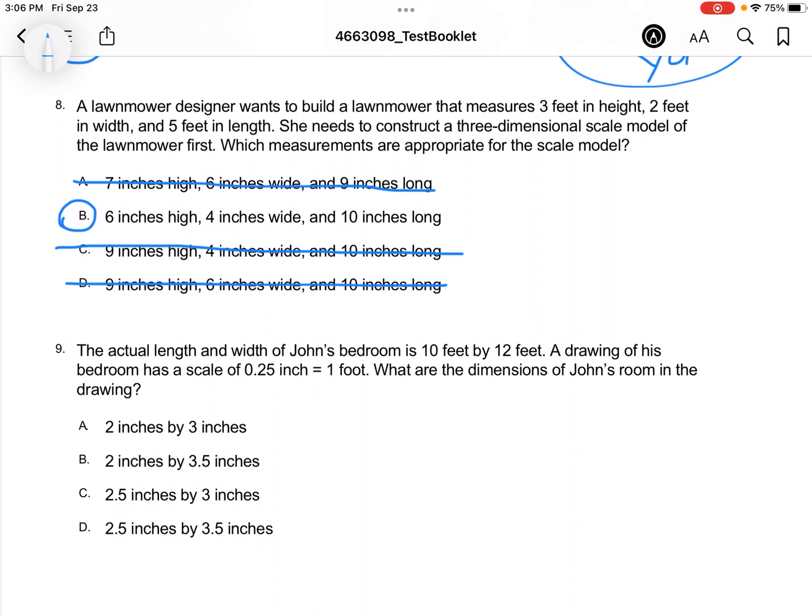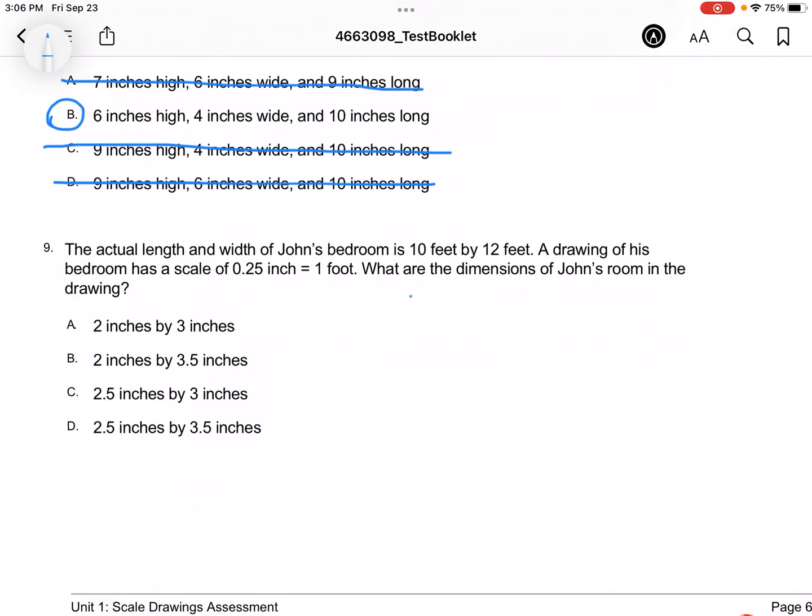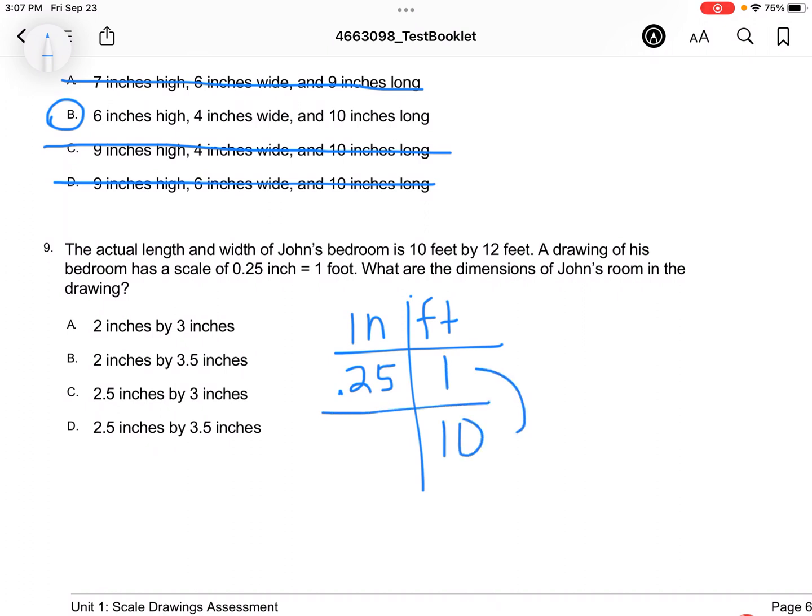The actual length and width of John's bedroom are 10 feet by 12 feet. The drawing of the bedroom is 0.25 or 25 hundredths of an inch is equal to 1 foot. What are the dimensions of John's room? Well, I know that I have inches and feet. So I have 10 feet, so I'm going to multiply by 10. So 0.25 times 10, I get 2.5.